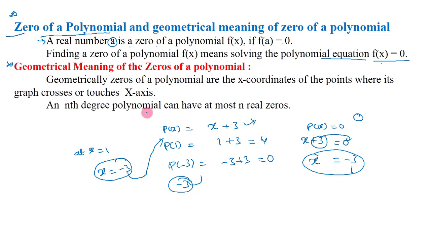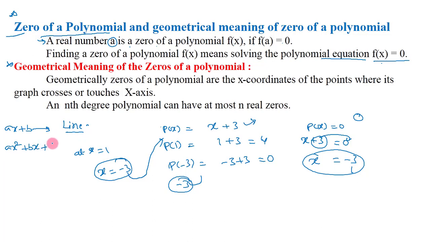Before going to learn about the geometrical meaning of 0 of the polynomial, you should know the geometrical representation of a linear polynomial and a quadratic polynomial. If you take a linear polynomial, it is in the form ax plus b. And if you draw the graph of this, you will get a straight line. That means the graphical representation of a linear polynomial is a line.